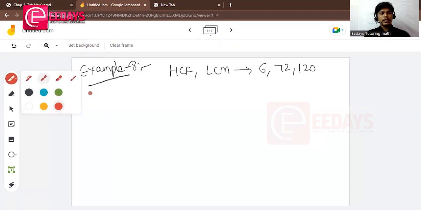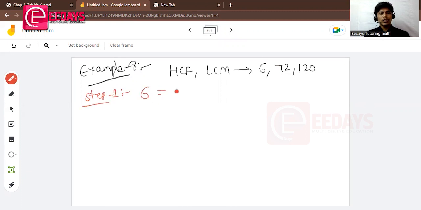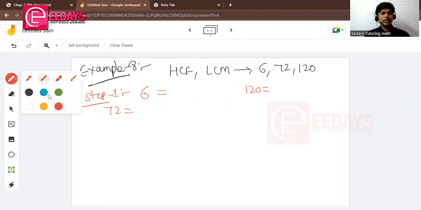What is the first step? Step one: we write the prime factors for all the numbers. For 6, we write the prime numbers, 72 also, and let's write it for 120. Okay, 6 is only 2 into 3. 2 and 3 are both prime numbers. We just stop here, because we can't split further.